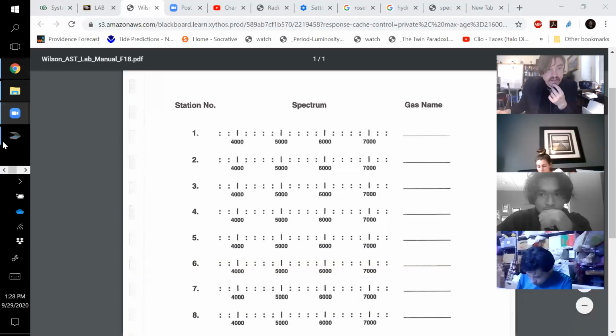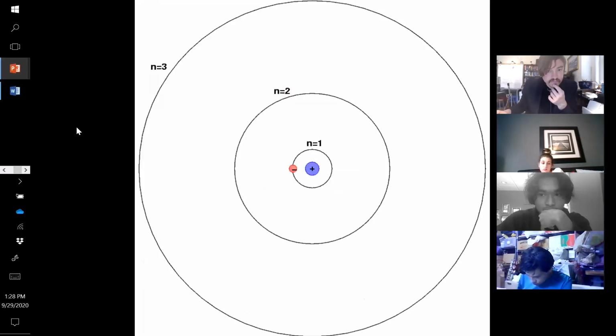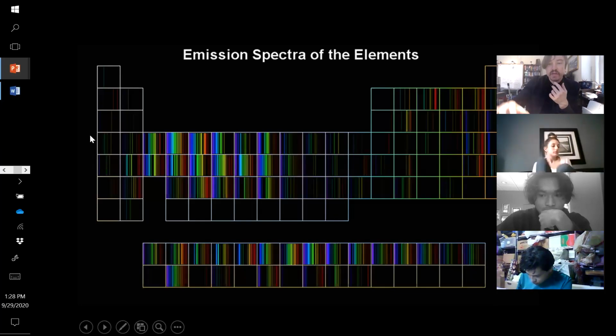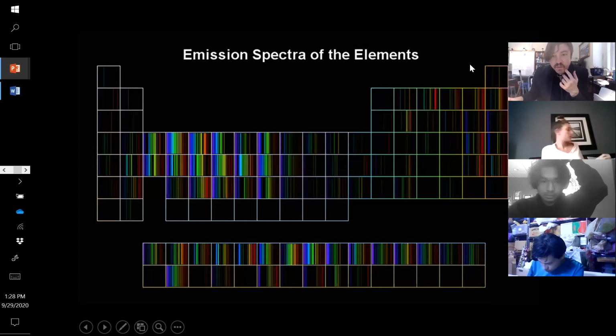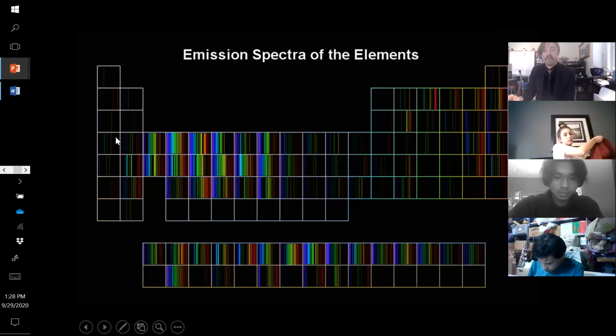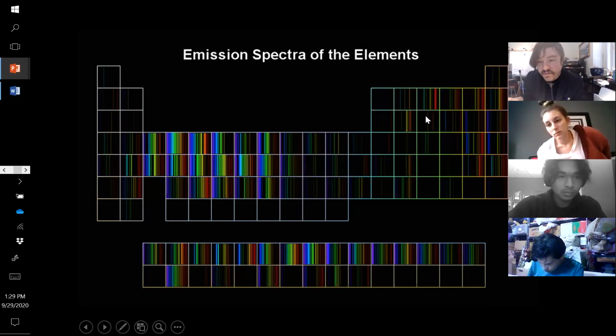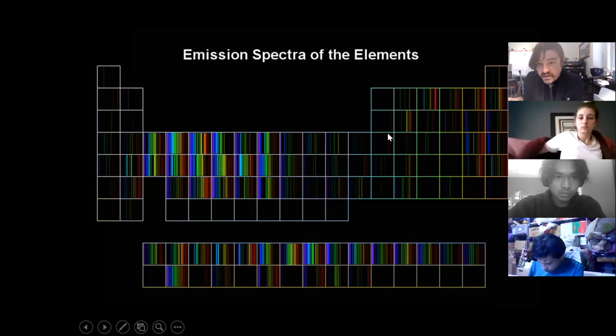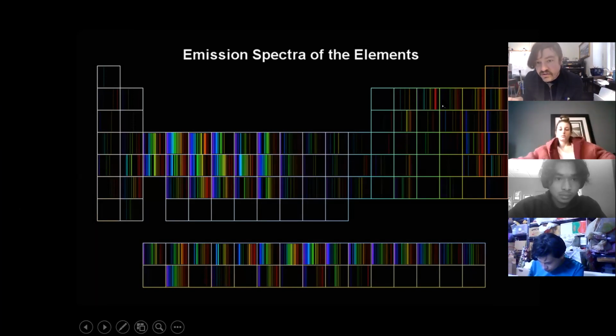So, let's remember what the concept is. The concept is that every element on the periodic table produces a unique set of emission lines. I have a slide that demonstrates that here. Sometimes people represent the periodic table of elements with each element showing its unique emission line spectrum. Our goal is to look at a handful of different elements, hydrogen, helium, mercury and neon, and use a spectroscope to split the beam of light into its component wavelengths, and then draw the appropriate color at the appropriate wavelength onto our sheet.